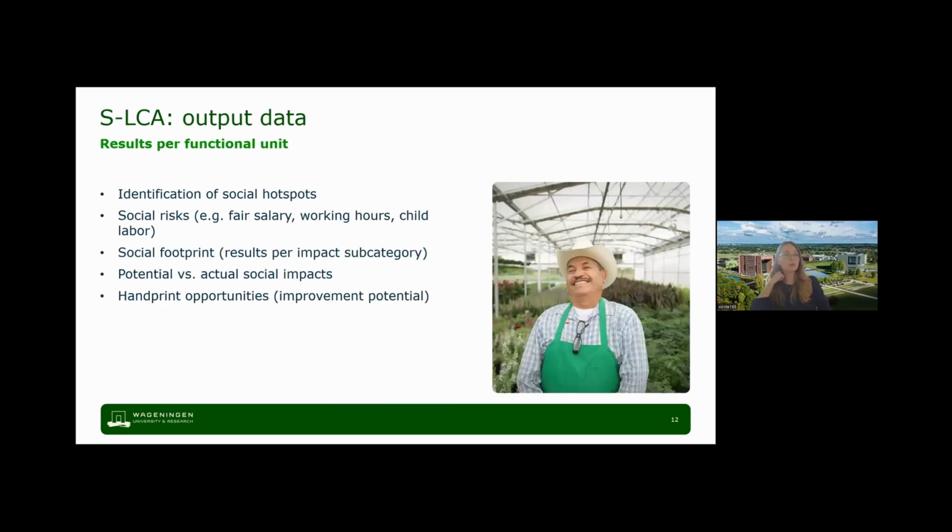That is about the inputs and the start of a social LCA. And then about the outputs, what you will get out of a social LCA is to really identify the hotspots. So you get a quantification of the social impact or the risks. It depends how you conduct it. So that can be on topics like the fair salary, the working hours, whether there's any child labor, distinction made between the actual impacts or the potential impacts. And for example, you can identify improvement potential.